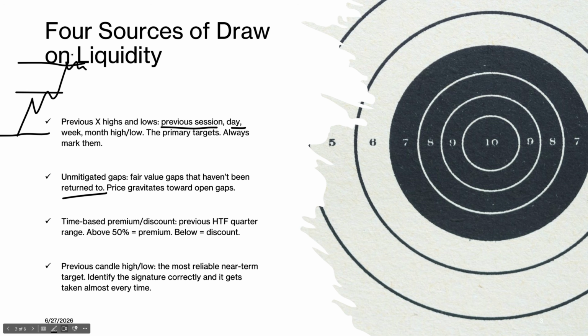What is your bias for the day? It's too premium. It's too expensive. It's too high to go long now. What you want is your day market open. You probably want to target the equilibrium, the midpoint, and vice versa for the other ones.